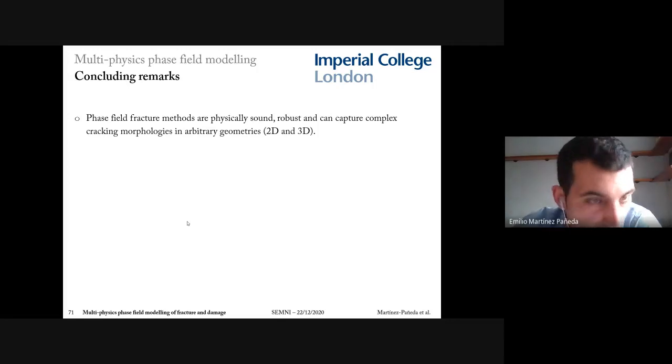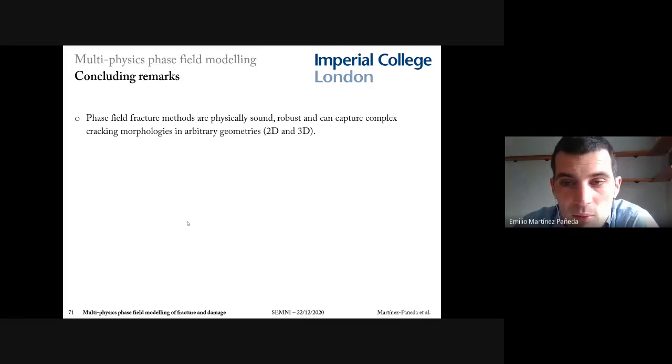So, trying to wrap up, I've tried to cover a wide range of areas, so I had to keep it high level, but I'm happy to answer any questions that you may have. And I'll just give four high-level concluding remarks. So first, discovering phase field fracture has been fantastic. It's a physically sound and robust method that can capture cracking phenomena of arbitrary complexity in both 2D and 3D, such as coalescence of multiple cracks, crack branching, crack nucleation from arbitrary sites, complex crack trajectories without any ad hoc criteria, and so on.